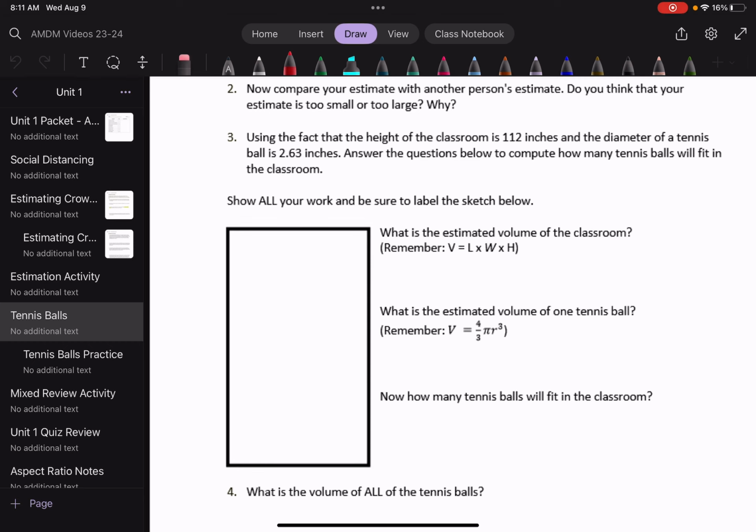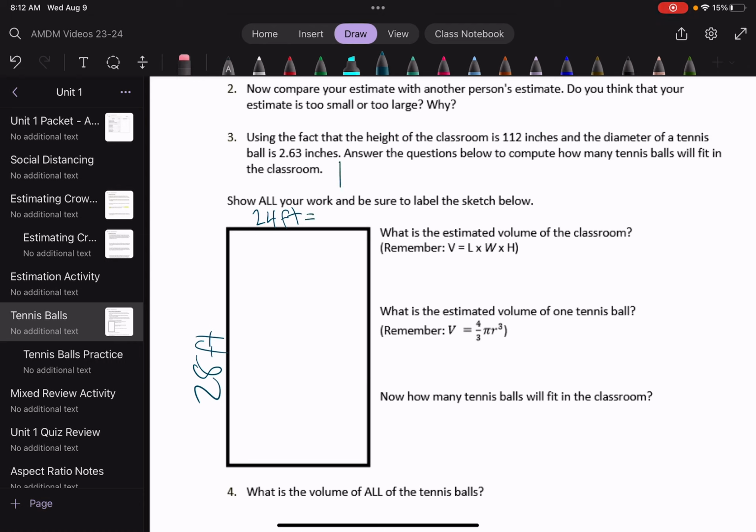We're going to answer some questions below to compute how many tennis balls will fit in a classroom. So before we do that, I'm going to fill in some information that we learned in previous classes. So I know that the width of a classroom is generally 24 feet. And I know that the length of a classroom is usually around 28 feet. But notice that we were given height and our diameter in inches. So let's go ahead and convert these to inches.